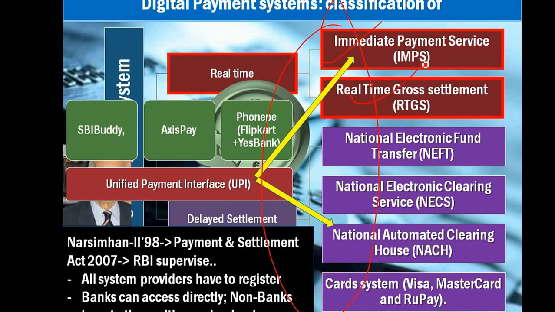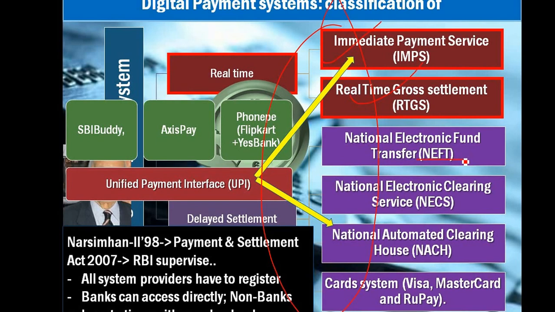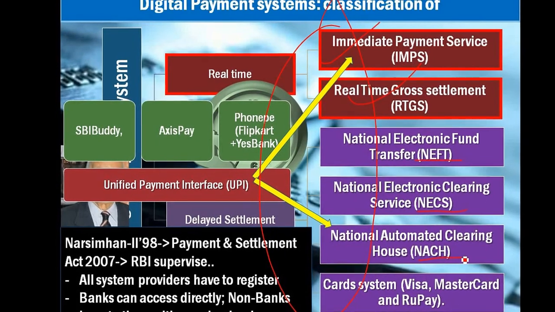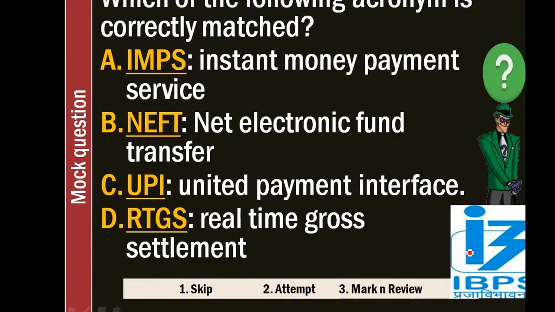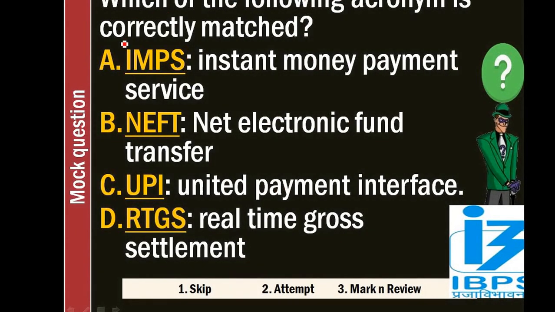It is important to learn the acronyms of these services. What is IMPS? It is Immediate Payment Service. What is RTGS? It is Real Time Gross Settlement. What is NEFT? National Electronic Fund Transfer. What is NECS? National Electronic Clearing Services. And what is NACH? National Automated Clearing House, and then various card systems.